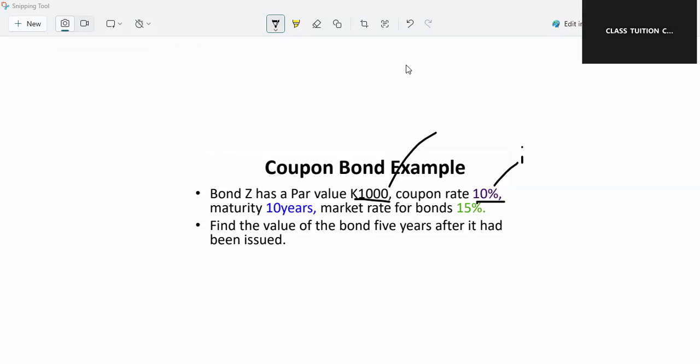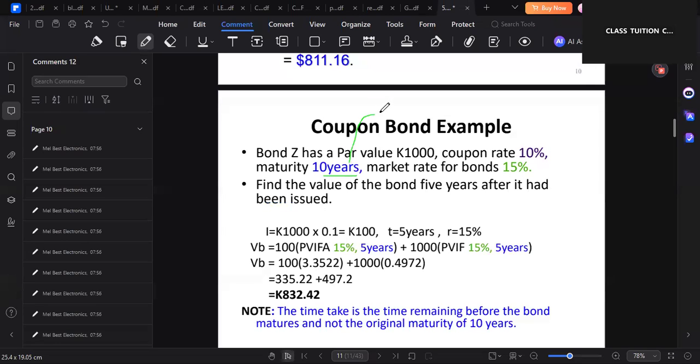All right, it's issued after 5 years. What else are we given from this question? The maturity is 10 years. Okay, what else are we given? So our time, small i, our KD. That time is 5 years.